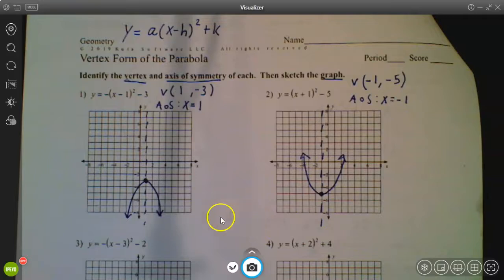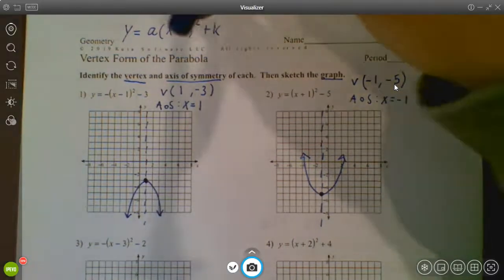So just keep in mind, guys, if your vertex is sitting at the top of your graph, we would call this a maximum. And our maximum value would be this guy, so -3. If your vertex is at the bottom of your graph, then we call it the minimum, and the minimum value would be -5. So it's always the y-coordinate of your vertex.